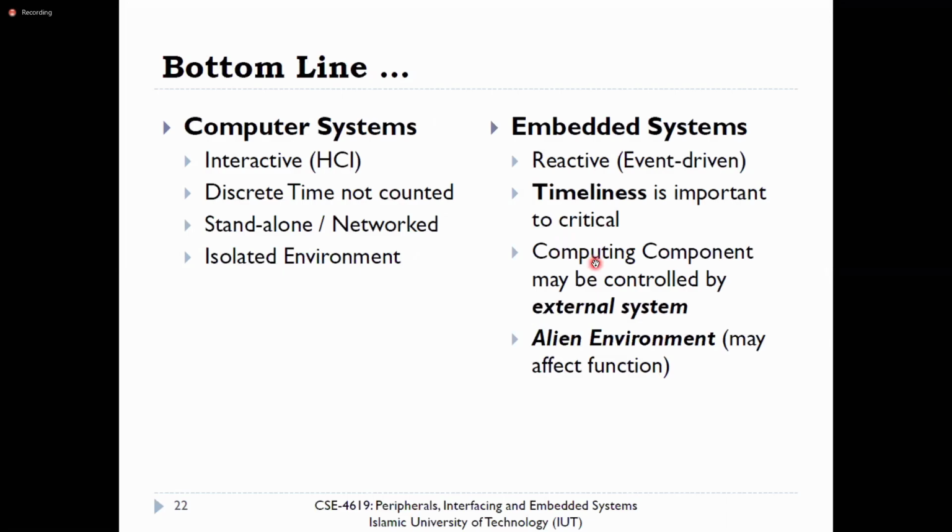But in this sort of system, the computing component may be controlled by an external system or automatically. So this is another main difference between a computer system and an embedded system. And finally, a computer works in an isolated environment, but we say embedded devices work in an alien environment where people or human beings may not attend that place. So it's mostly for an alien environment.